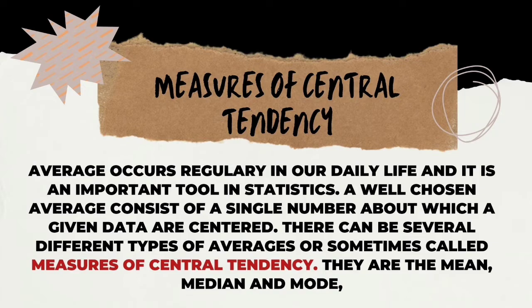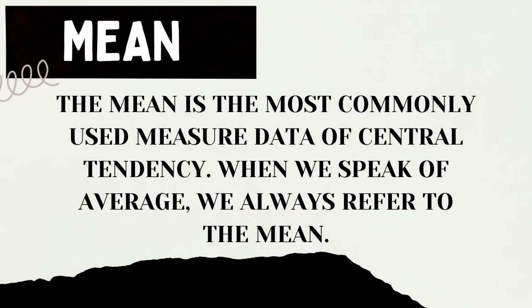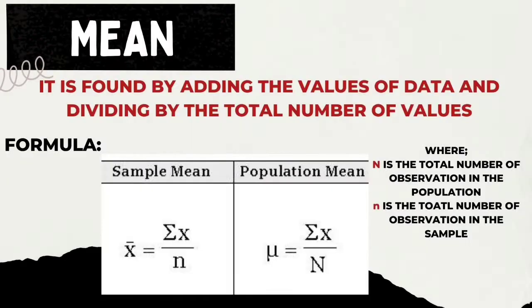So, let's start with the mean. Mean is the most commonly used measure of central tendency. When we speak of average, we always refer to the mean. And also, the mean is found by adding the values of the data and dividing by the total number of values.